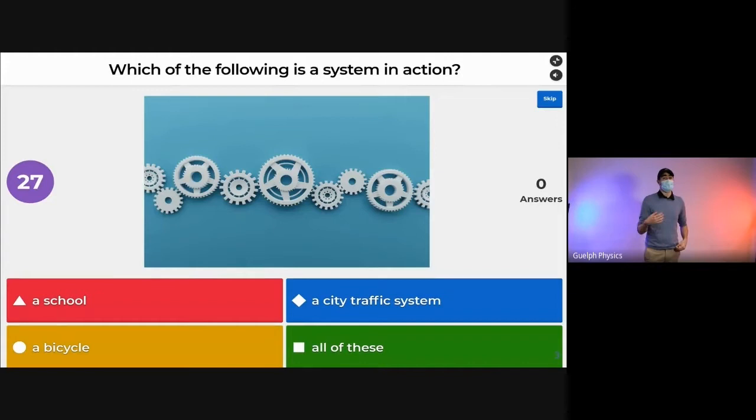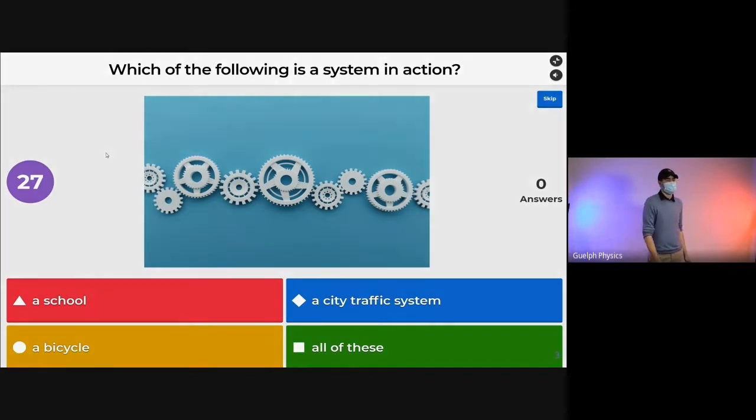Awesome. So if you selected all of the above, you would be correct. So all three examples here that we have posted, a school, a bike, and a city traffic system, would be a system in action. And you might be wondering, why is that? That is because of the three requirements that we stated on the last slide. So all three examples have inputs, system states, which are also known as components, and outputs.